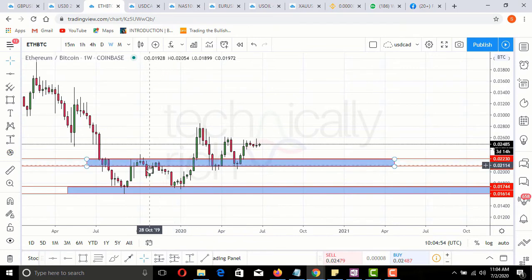So whenever a supply is broken, retested, and respected, just like this, that supply area turns to a demand. Okay, turns to a demand.